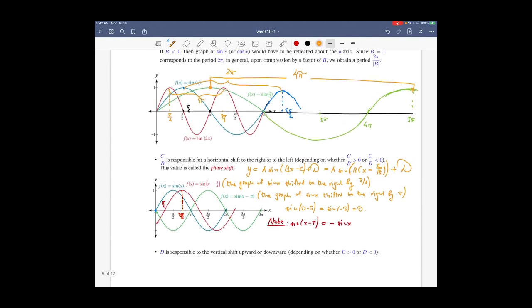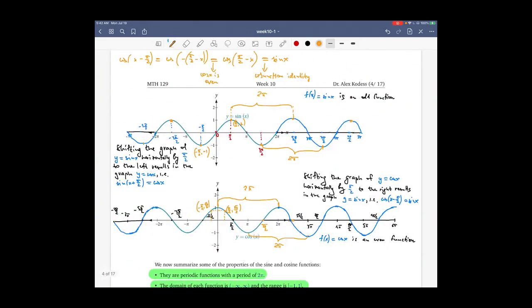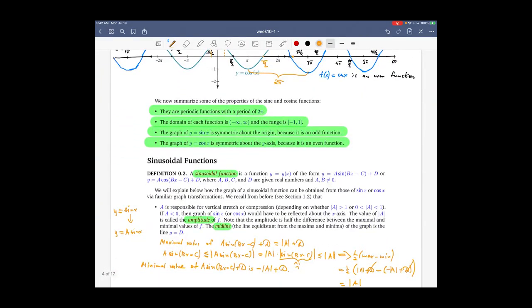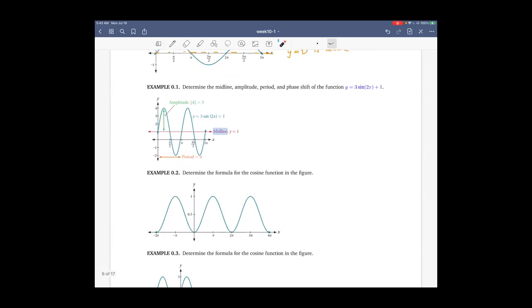All right. I don't recommend memorizing which parameter is responsible for what. Simply, if needed, refresh that chunk of material when we talk about graph transformations. A is responsible for stretching or compressing vertically, B is responsible for stretching or compressing horizontally, C is responsible for horizontal shift, and D is responsible for vertical shift. All right, what's left to do is to look at a bunch of examples.